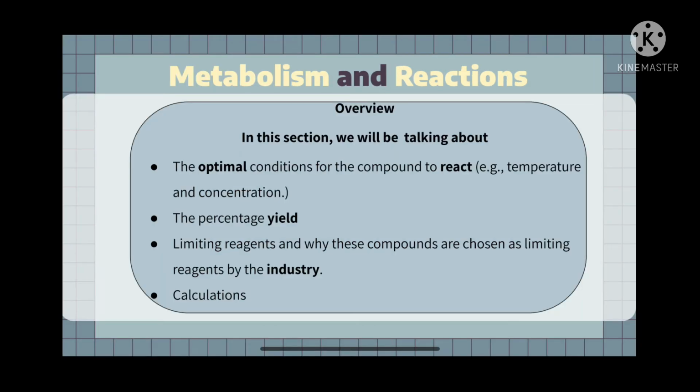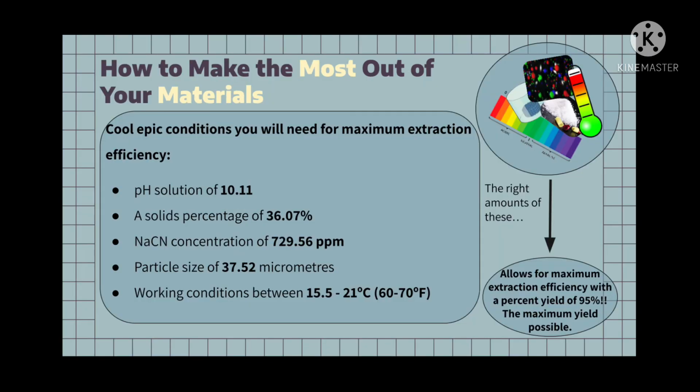Metabolism and reactions. In this section, we will be talking about the optimal conditions for the compound to react, such as temperature and concentration. We will also be talking about percentage yield, limiting reagents, and why these compounds are chosen as the limiting reagents by the industry, and our favorite part, calculations. How to make the most out of your materials.